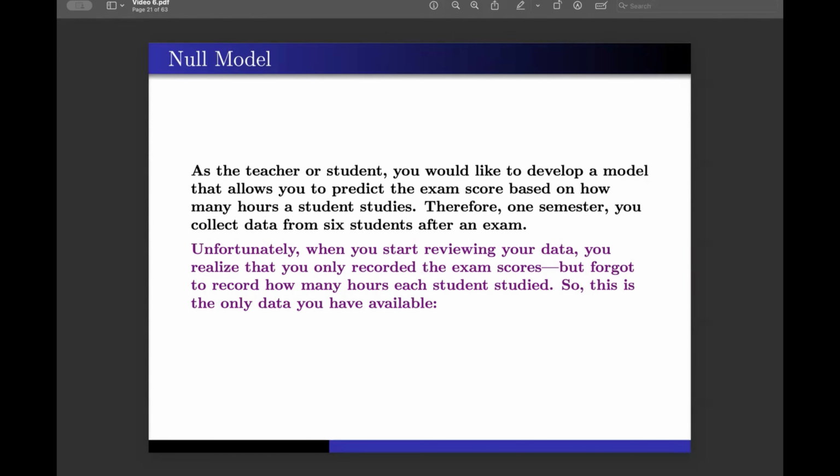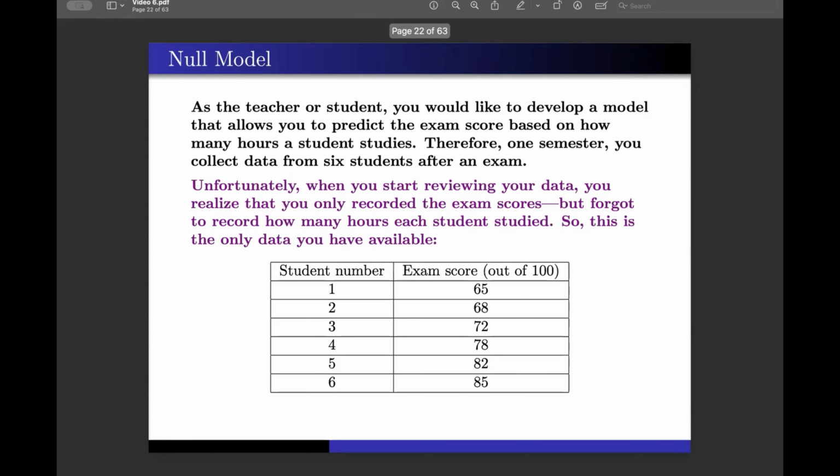Unfortunately, when you start analyzing your data, you realize that you only recorded the exam scores and completely forgot to record how many hours each student studied. So, this is the only data you have available. You have the exam score of 6 students.